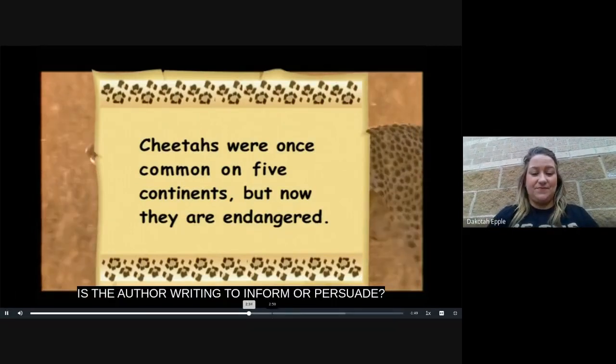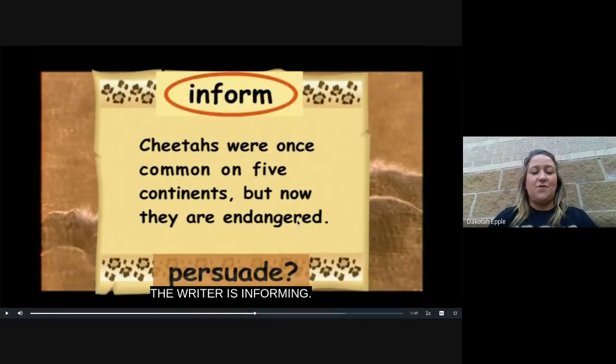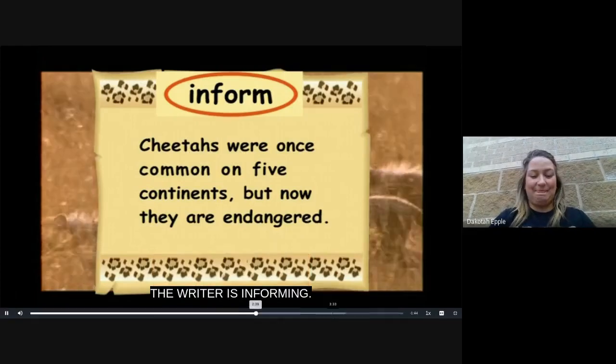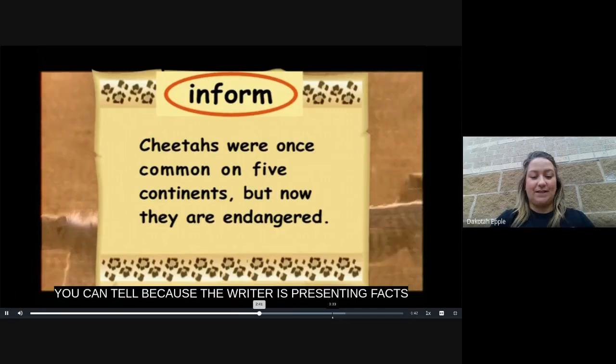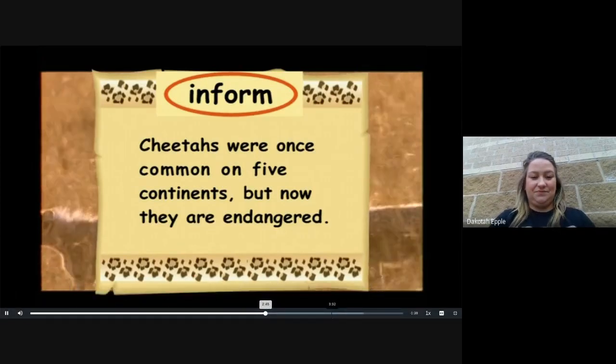Is the author writing to inform or persuade? So in that one, we wanted to know, is the author informing us or are they persuading us? Are they trying to get us to think like they think? And if you said inform, you're exactly right. The writer is informing. You can tell because the writer is presenting facts without convincing you to do something.